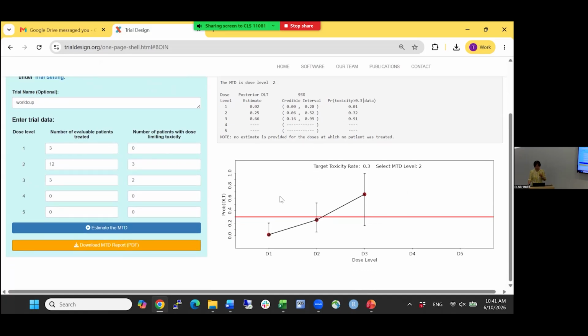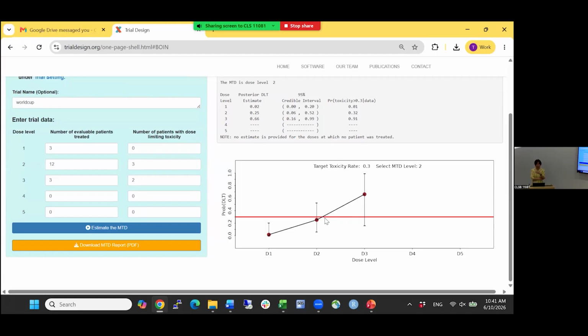They also give you a good figure illustration, the visualization here. The red line is the 30%, your true DLT rate. And the 3 dots are the estimates of your 3 dose levels. So we want to pick the dot that is closest to this red line. But we need to remember that in some situations, they actually give us the same DLT estimate. So there will be ties.